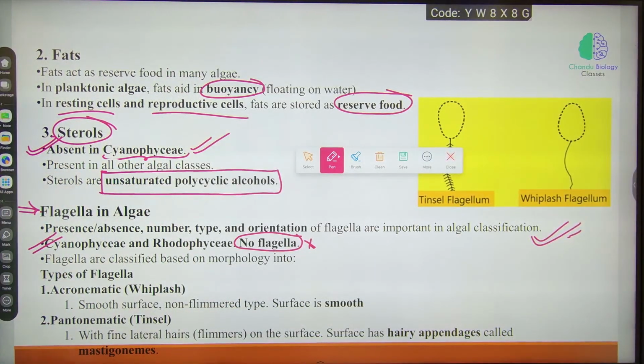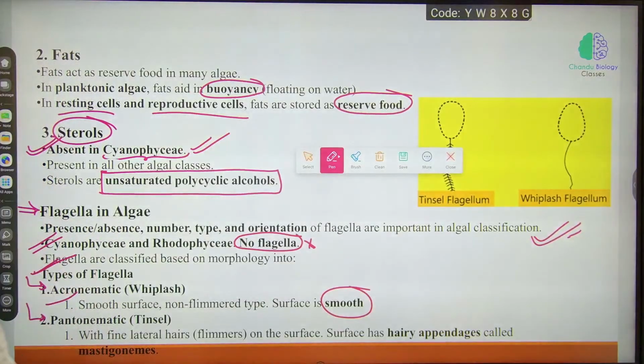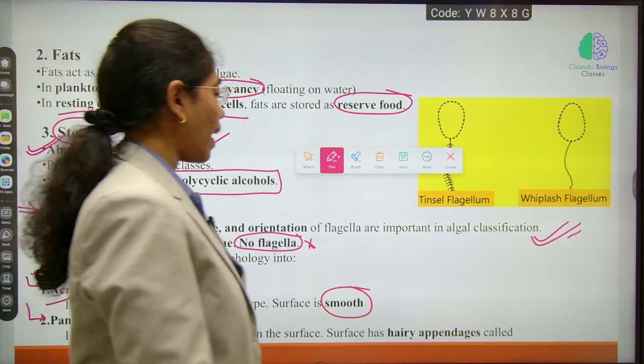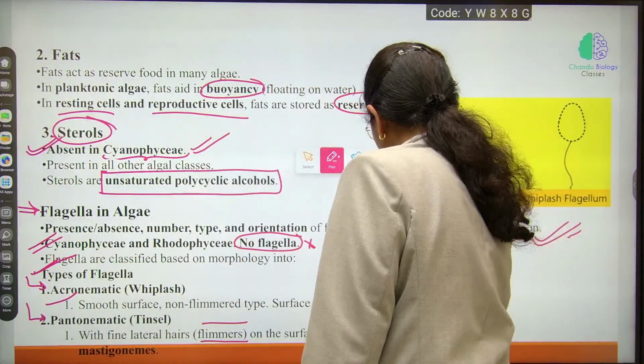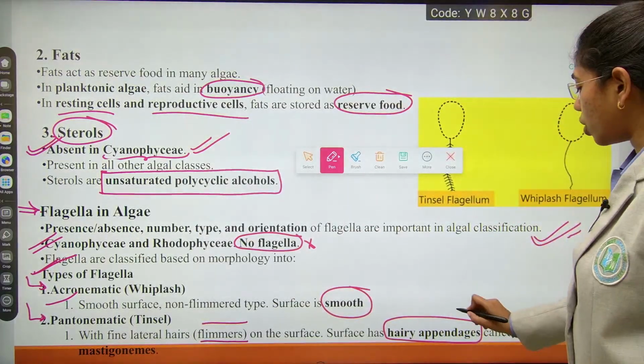Flagella are classified based on morphology. We have two types of flagella. One is acronematic flagella, second is pantonematic flagella. Acronematic flagella have a smooth surface, a non-flimmer type. Second is pantonematic, which is tinsel flagella with fine lateral hairs, known as flimmers, on the surface. The surface will have hairy appendages which are known as mastigonemes.